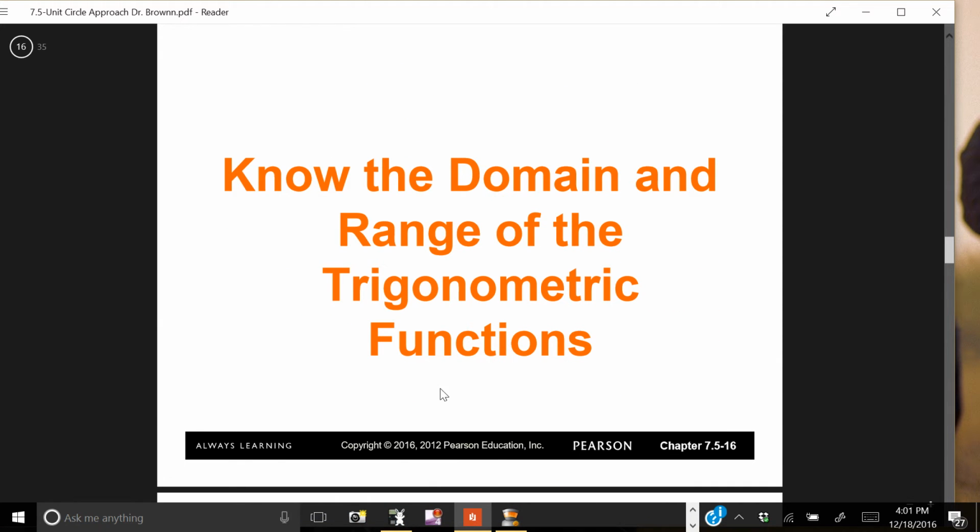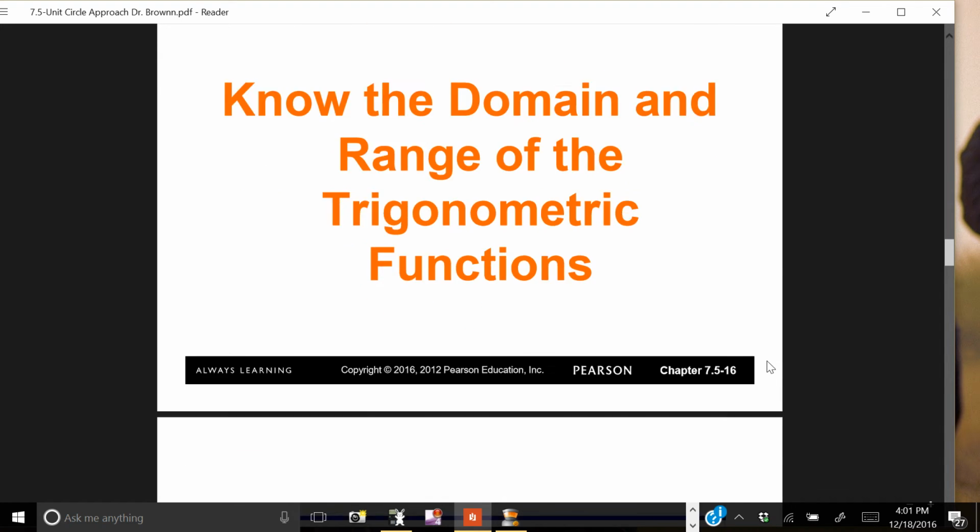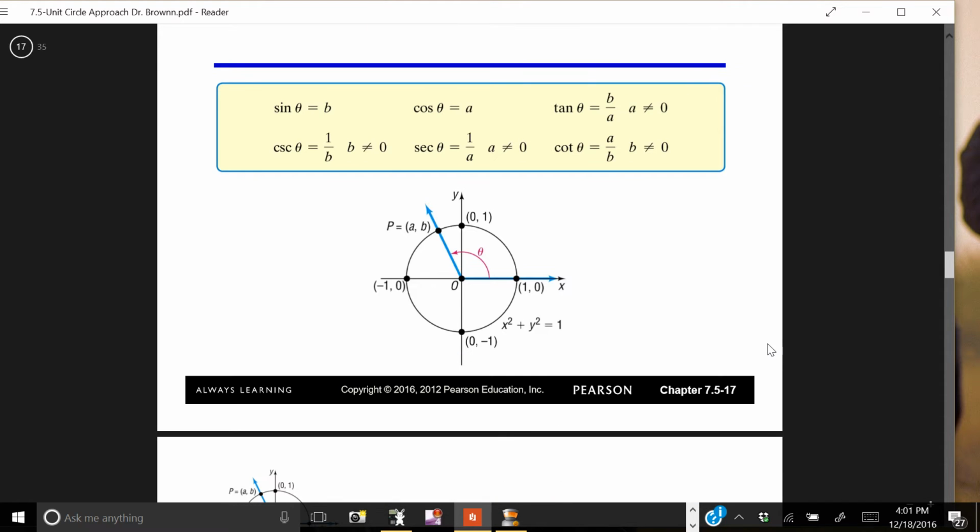Now we want to talk about the domain and range of the trig functions. First, let's see what constraints we might have on theta. Here are the definitions for the unit circle for theta. And notice that sine of theta is always equal to b.